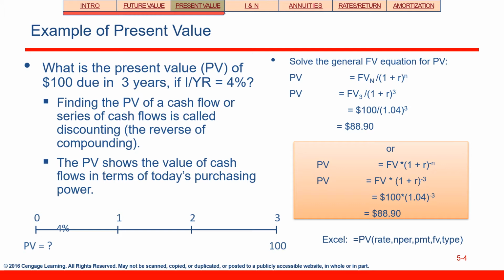So finding the present value of a cash flow or series of cash flows is called discounting. This is the reverse of compounding. So the present value shows the value of cash flows in terms of today's purchasing power.